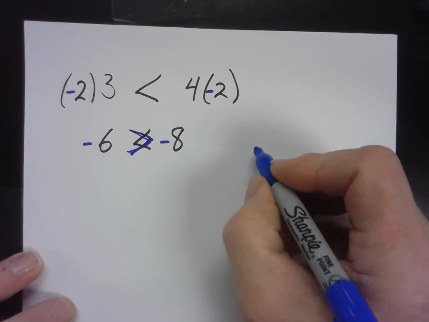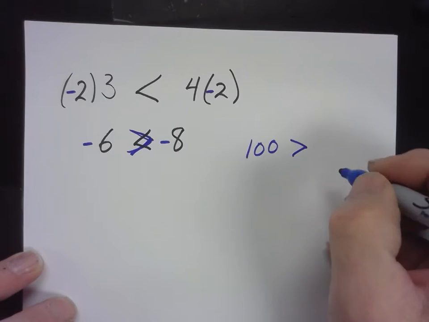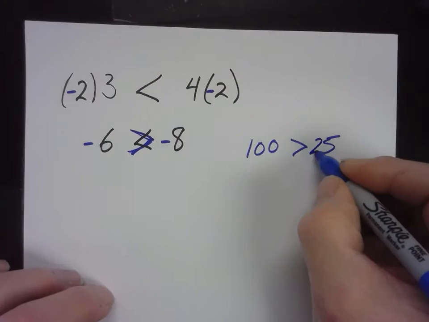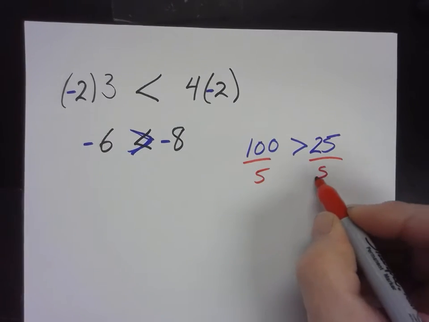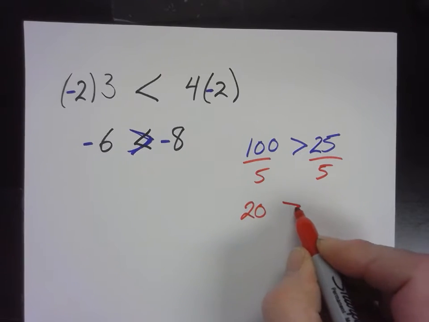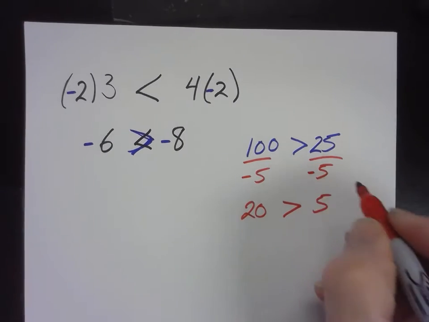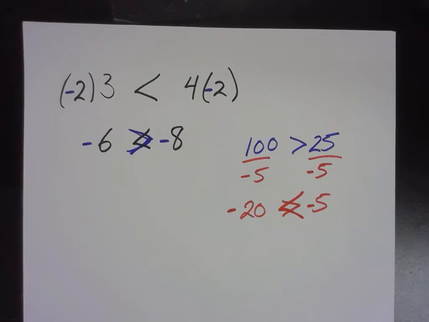Let's look at dividing. I agree. Here, I'll make this 25. Okay. Let's divide both sides by 5. It worked. Okay. Let's divide both sides by -5. No. Doesn't work. It's the other direction now, isn't it?